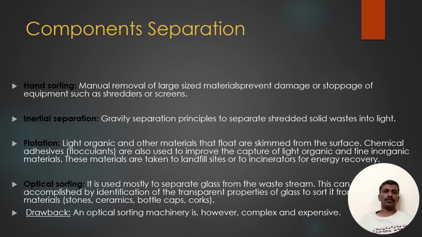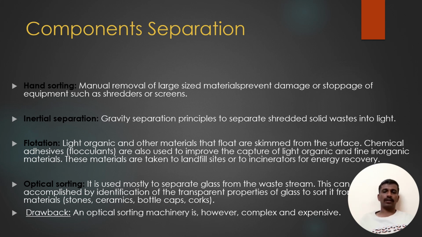Hand sorting. Manual removal of damaging or spoiling items before equipment such as shredding or screening. Gravity separation. The principle is to separate the shredded solid waste into light fractions, where light organic and other materials that float are skimmed from the surface. Chemical adhesives are also used to improve capture of the light organic and fine inorganic materials. These materials are taken to a landfill or a site for energy recovery.